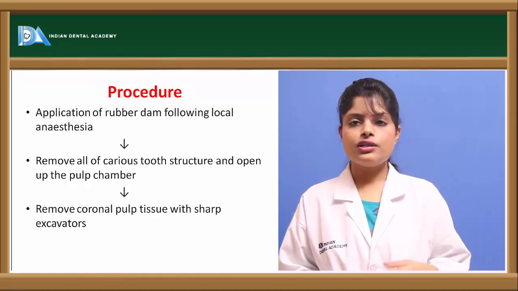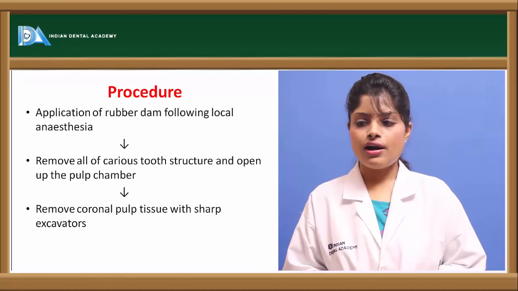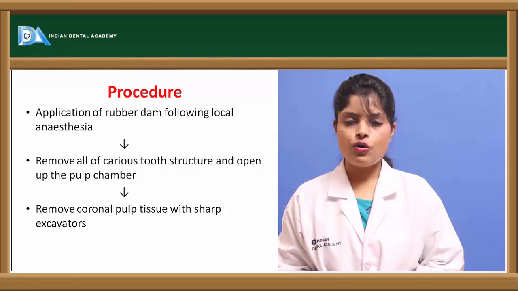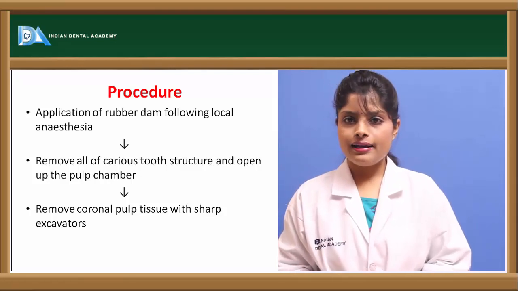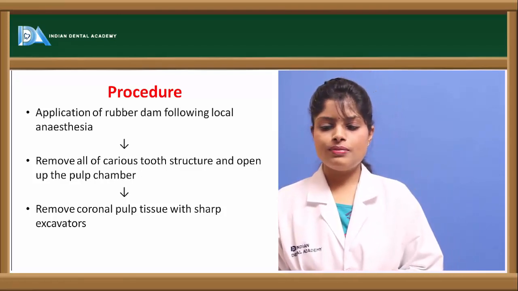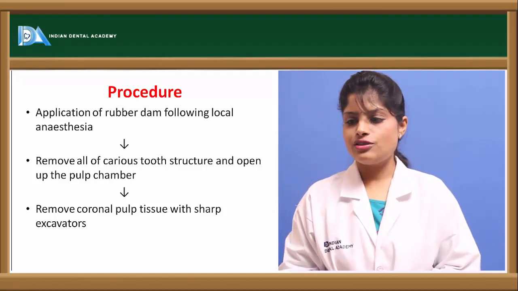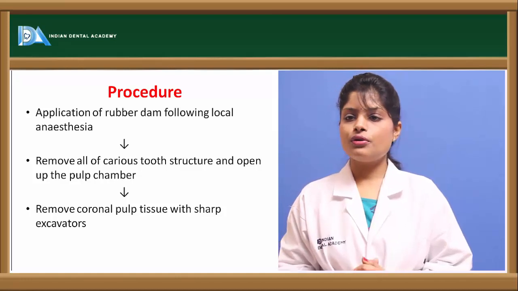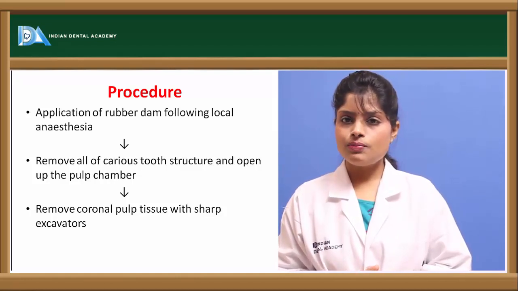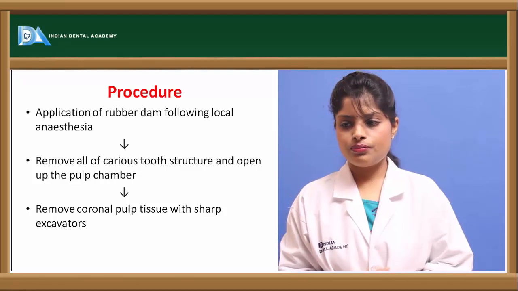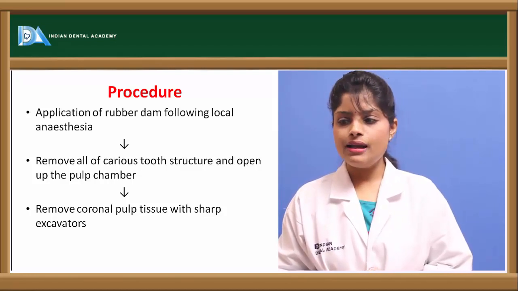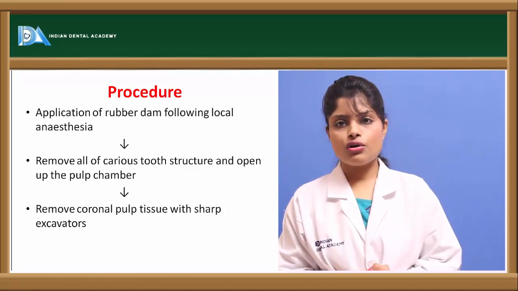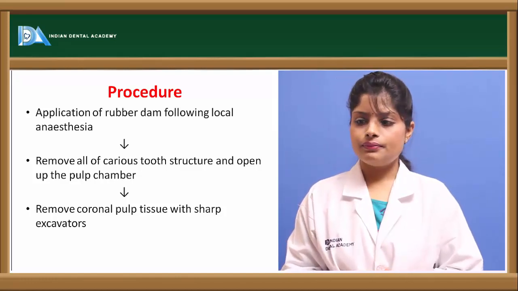Now coming over to the step-by-step procedure for apexogenesis. First of all, administration of local anesthesia followed by the placement of rubber dam should be done for the purpose of isolation. All the carious debris should be removed from the tooth and access should be obtained in the tooth structure. The pulp chamber is opened and the removal of the entire coronal pulp should be done.